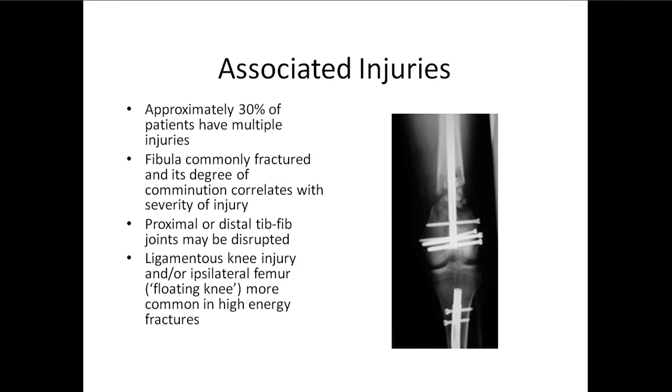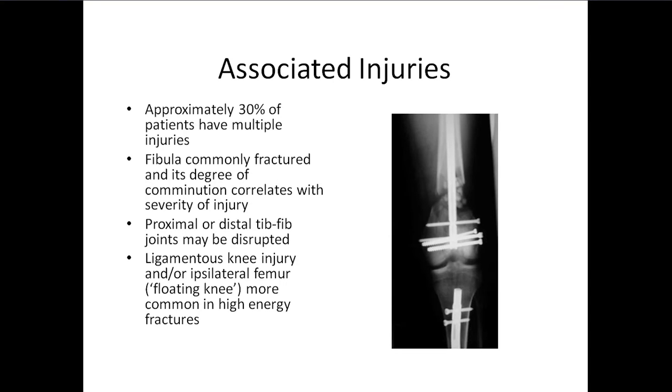In tibia and fibula fractures, the fibula commonly fractures and its degree of comminution correlates with the severity of the injury. And the proximal or distal tibiofibular joint may be disrupted, because if it's a very high energy violent injury, along with the fracture, the proximal and distal joints will be disrupted. Every joint is surrounded by ligaments and stabilized by ligaments, so ligamentous injury will be there automatically. Soft tissue is also very important. Injury means both bony as well as soft tissue injury. So ligamentous injury around the knee joint is very common.